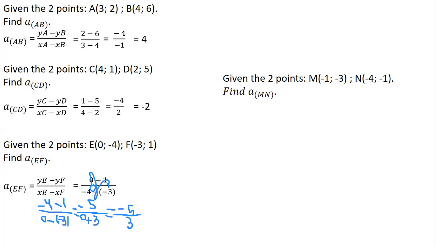YM minus YN. Bravo, over XM minus XN. Bravo, yeah, Adam. So we have YM minus YN over XM minus XN.